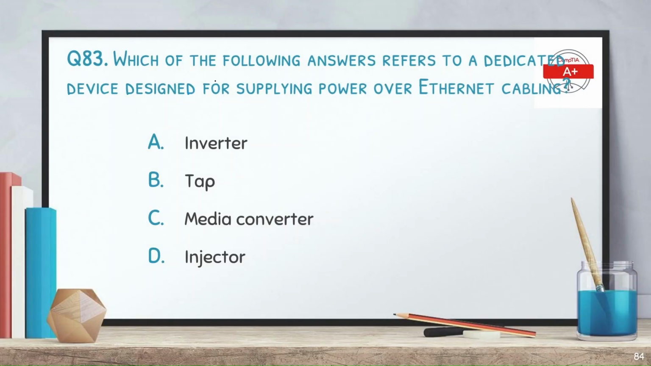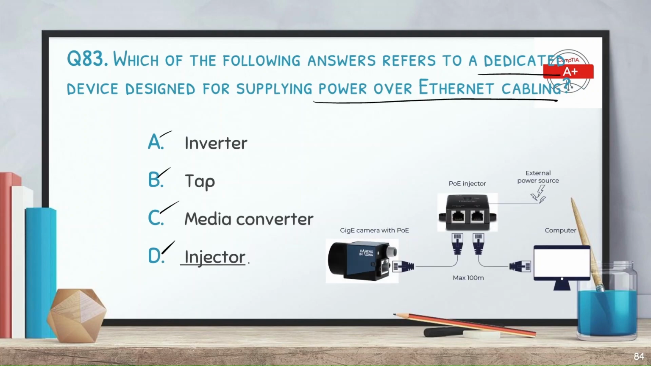Question number 83 is that which of the following answers refers to a dedicated device designed for supplying power over Ethernet cabling? And the options are A. Inverter, B. Tap, C. Media converter, and D. Injector. And the correct option is the injector.